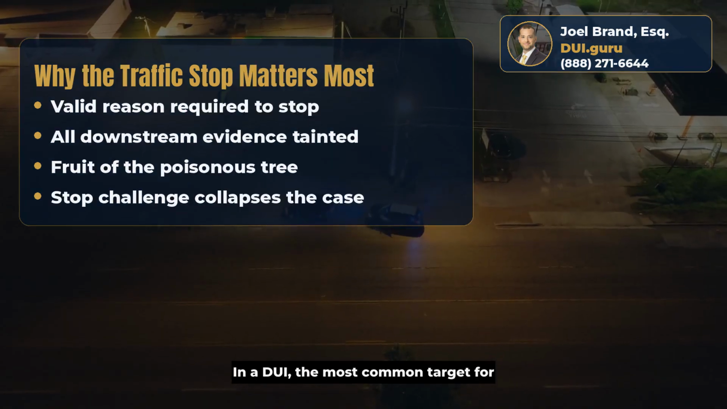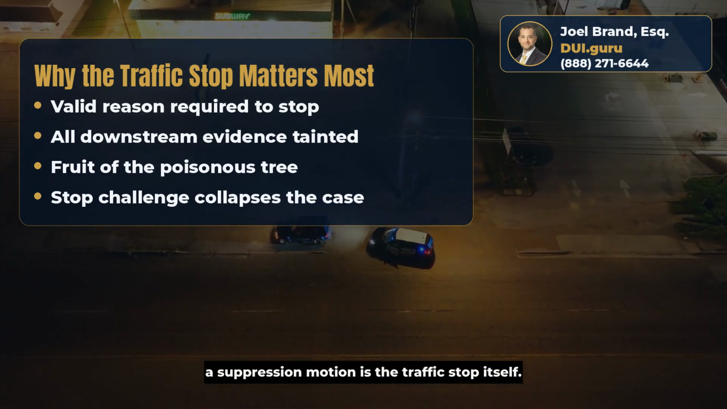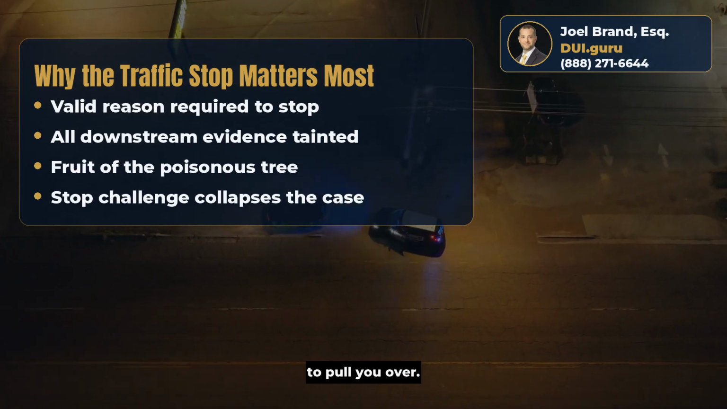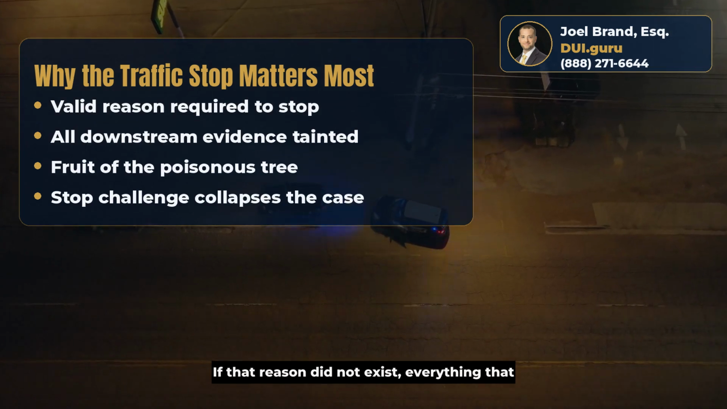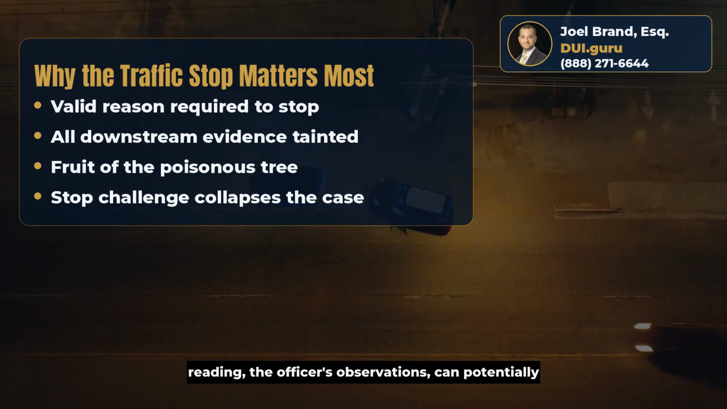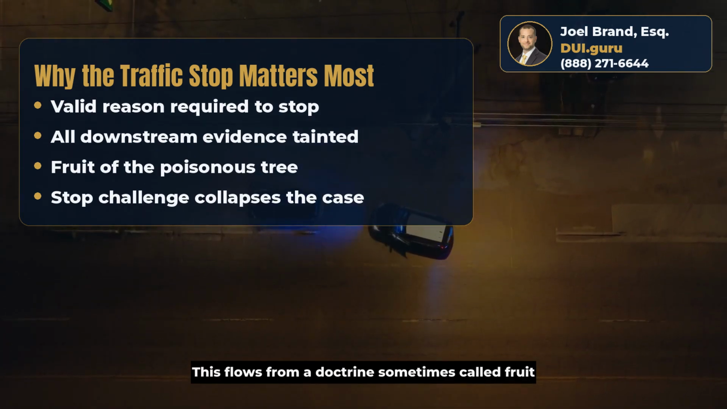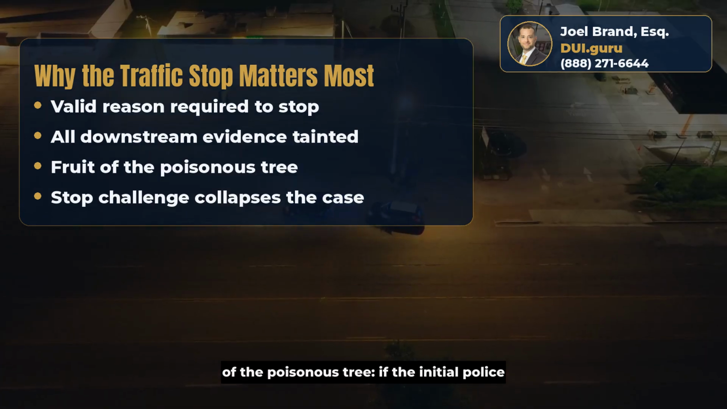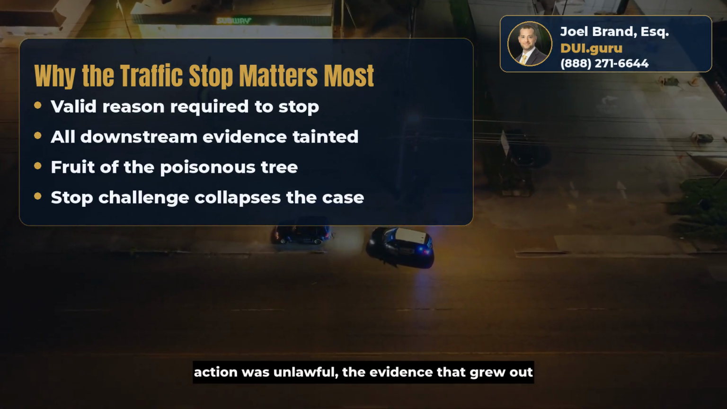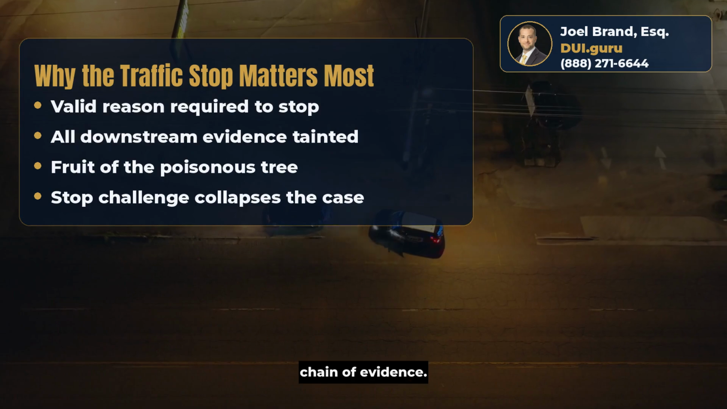In a DUI, the most common target for a suppression motion is the traffic stop itself. An officer must have a valid legal reason to pull you over. If that reason did not exist, everything that followed, the field sobriety tests, the breath reading, the officer's observations, can potentially be excluded. This flows from a doctrine sometimes called fruit of the poisonous tree. If the initial police action was unlawful, the evidence that grew out of it is tainted too. A single bad stop can unravel the entire chain of evidence.